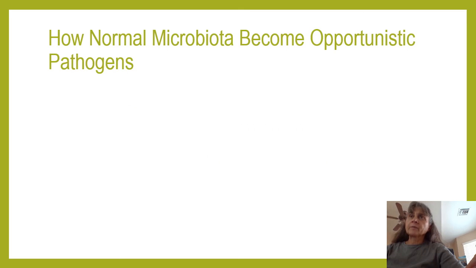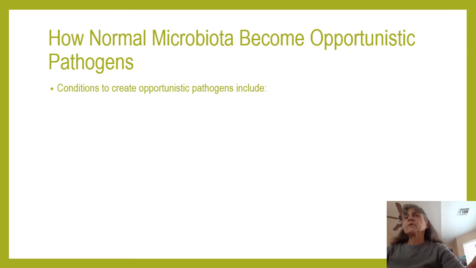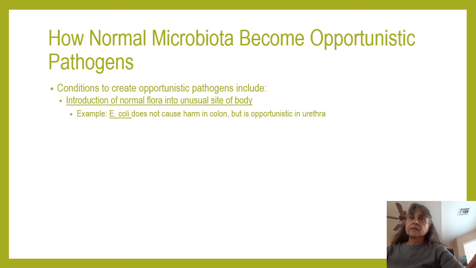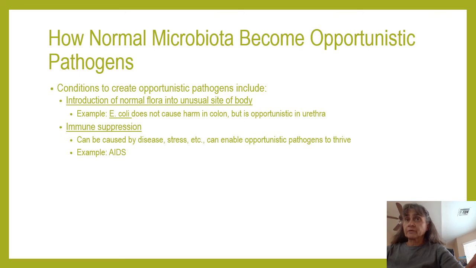Now we're going to look at how normal microbiota become opportunistic pathogens. The conditions have to be right to create these opportunistic pathogens, and these include an introduction of the normal flora into an unusual site of the body where they usually are not found. For example, E. coli does not cause harm in the colon, but it does and is thus opportunistic in the urethra. Sometimes you have immunosuppression that can be caused by disease, stress, etc. And this can enable opportunistic pathogens to thrive. And this happens with the AIDS virus.